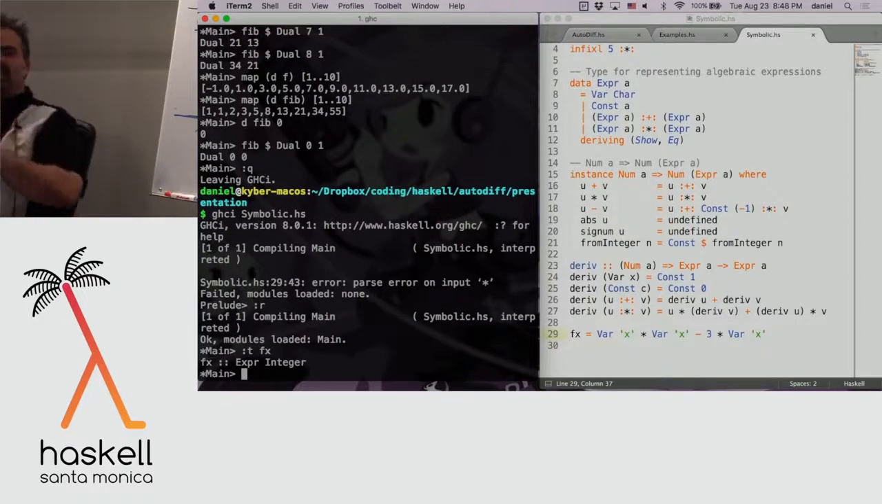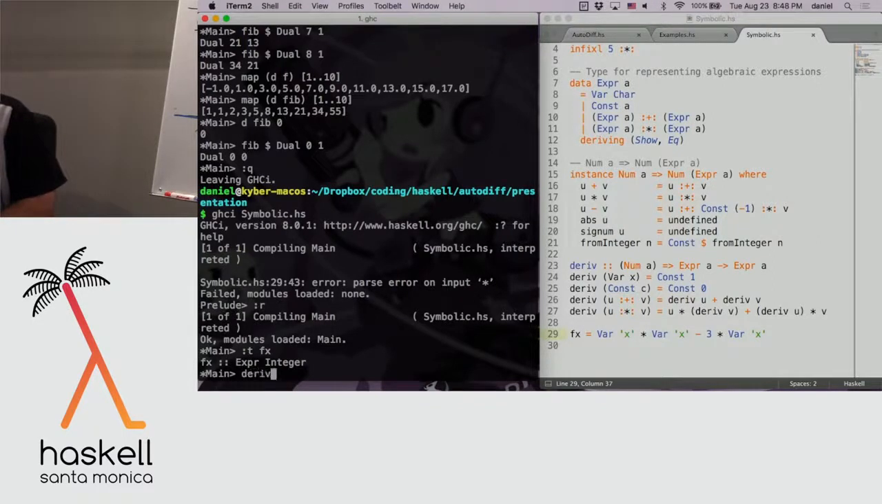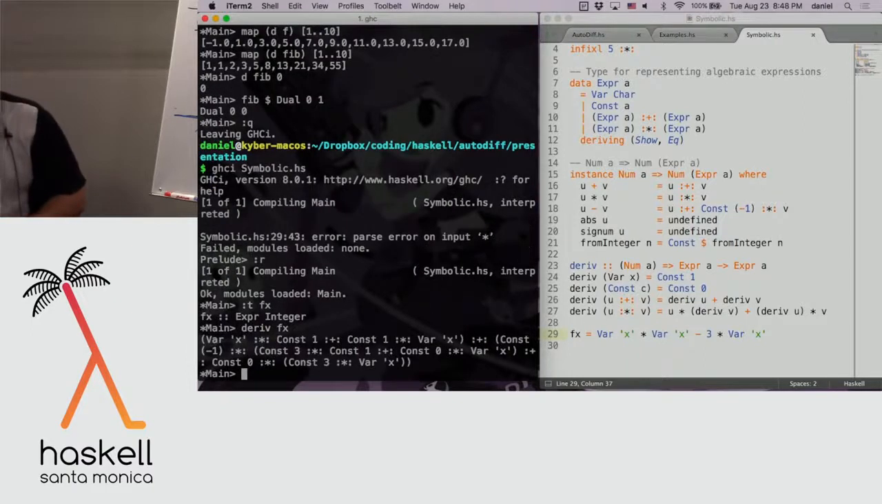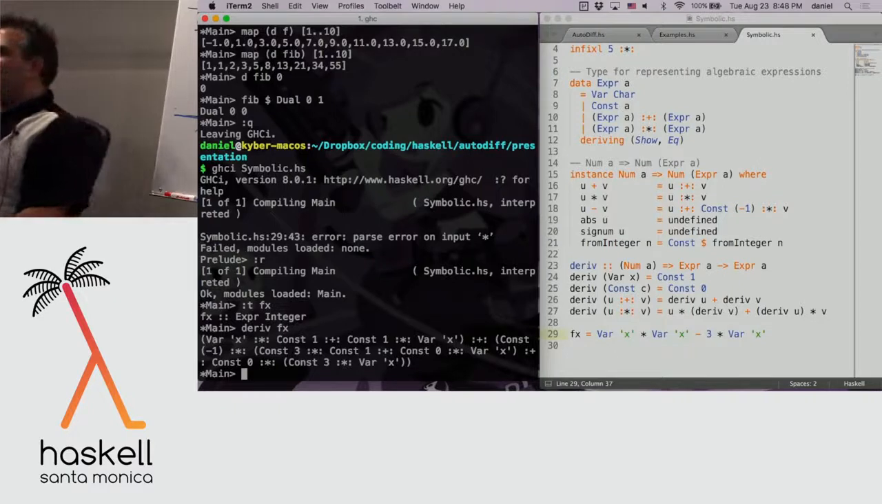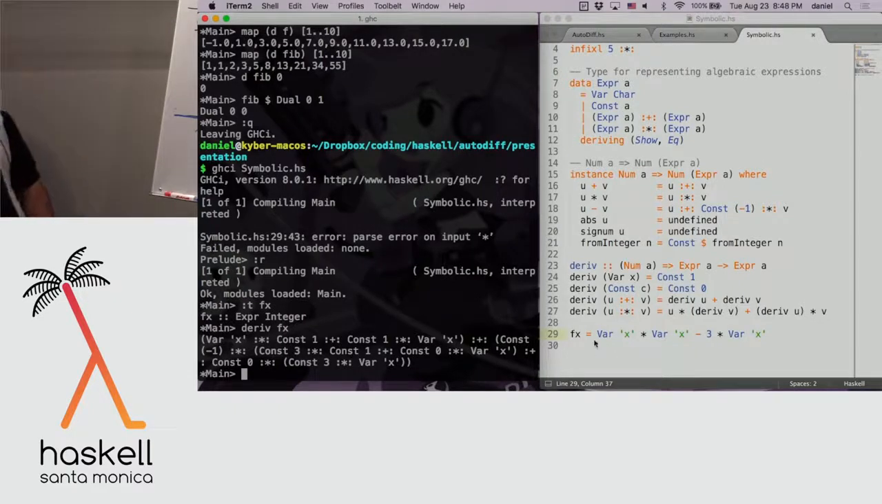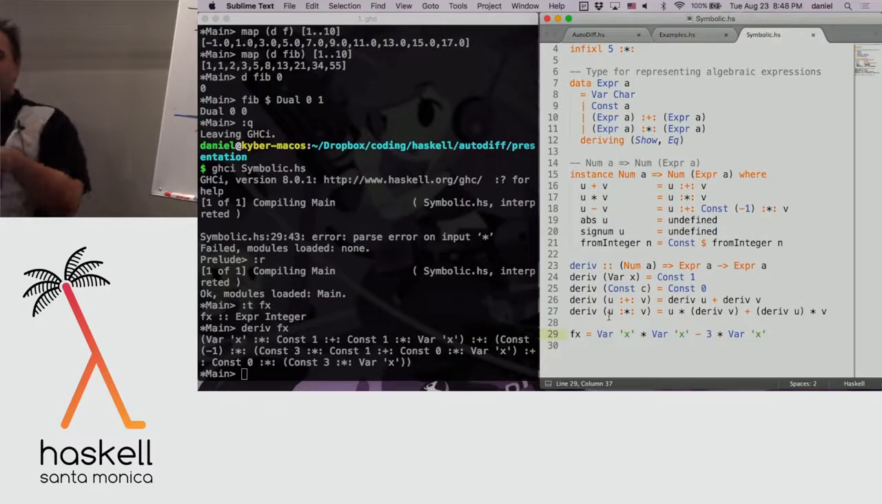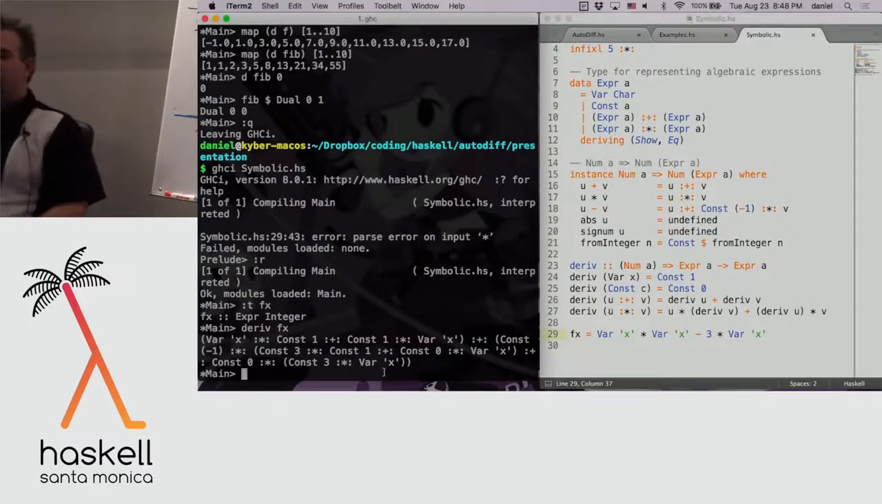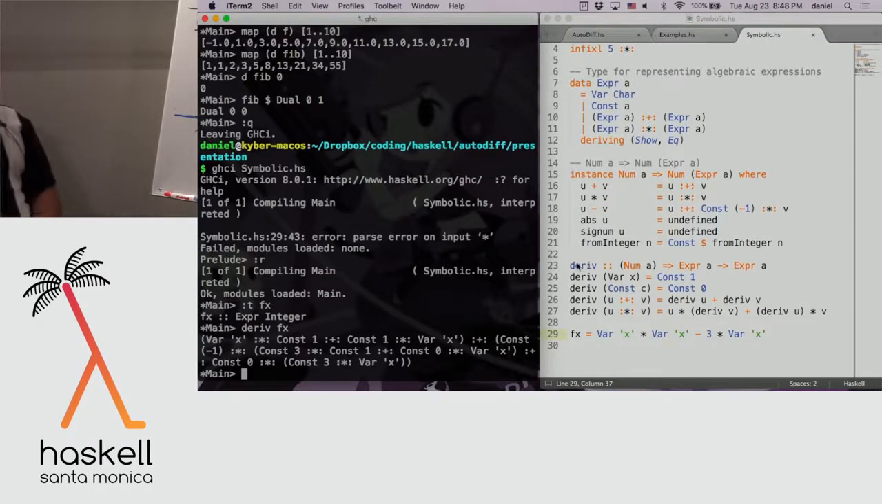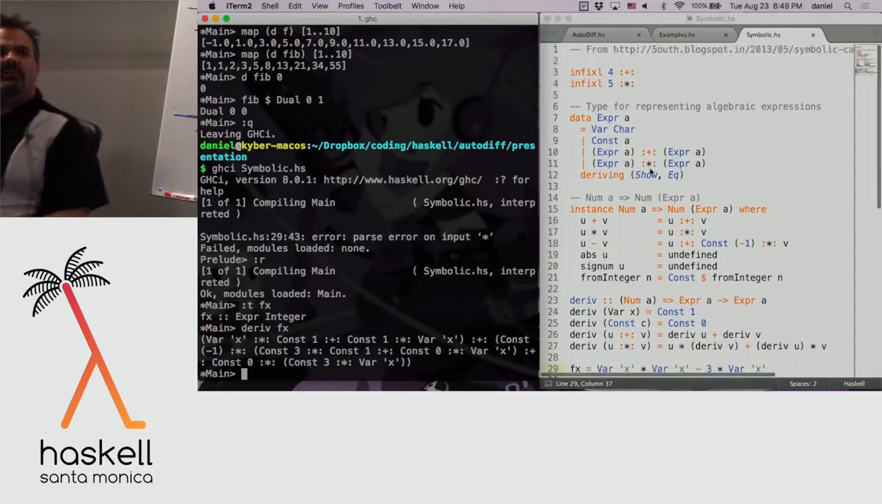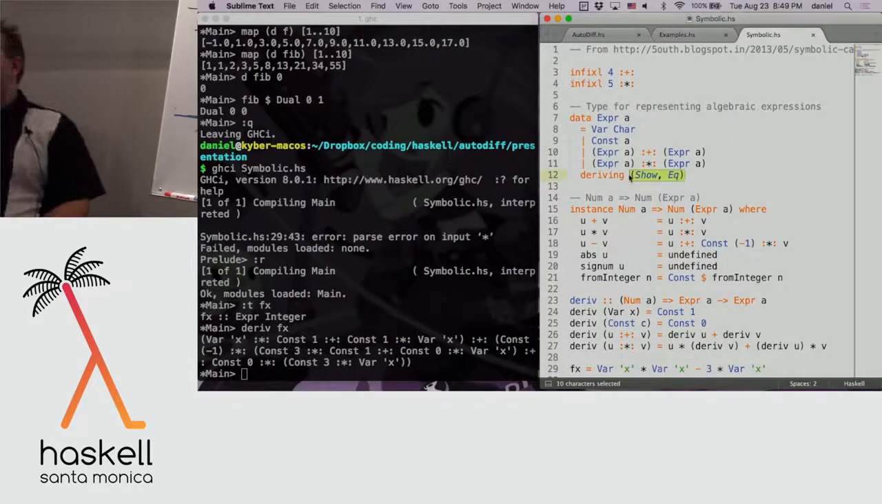This is a function in the mathematical sense, but really it's an Expr of integers. And let's deriv fx. And what we get is an expression that is the derivative, but it's not very simple, and it's not very pretty. So this works in that it gives you an expression that is the derivative if you parse it out. But what we really want to do if we want to make a computer algebra system is write nice instances for Show and Eq.